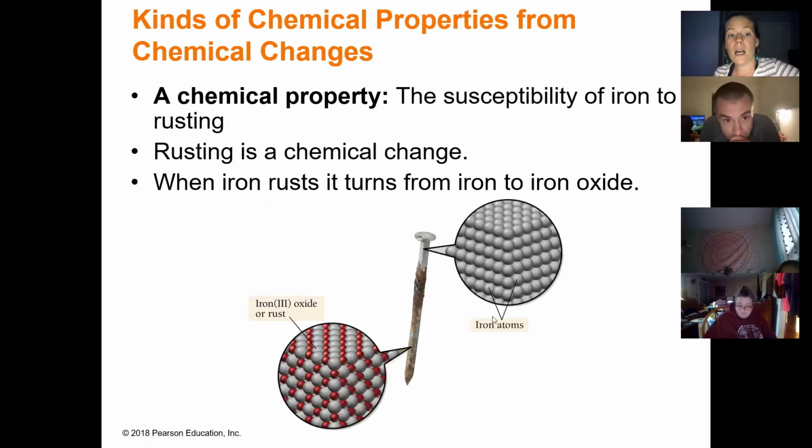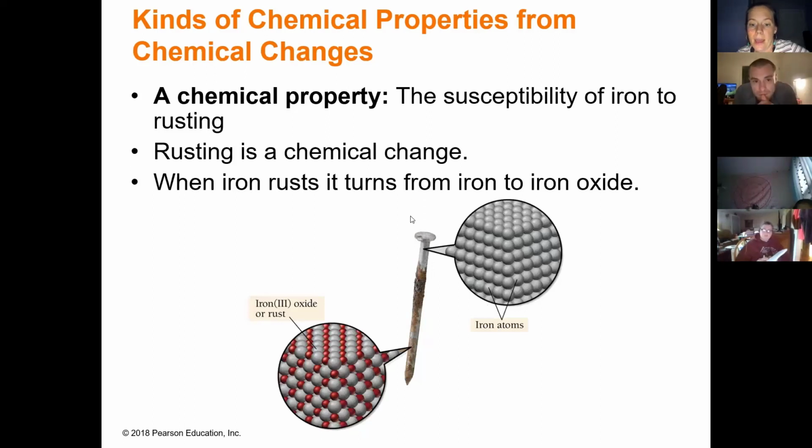So looking at this here, we've got our nail, and up at the top, we have the part that's not rusted. It's just a bunch of iron atoms lined up. Now, in general, most things don't like to exist in elemental form, so they will react. So this thing will start to pull oxygens out of the air and form this iron 3 oxide. Now, here we had just iron. Here, I've got iron with oxygen. It's a new material. It's a new compound.